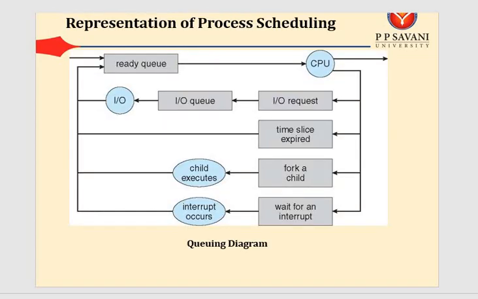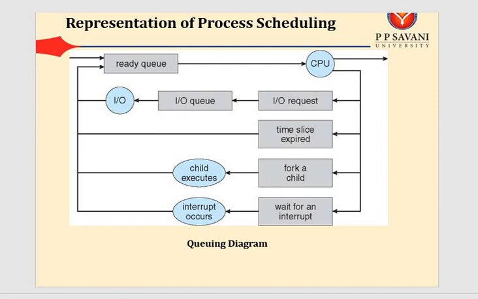See, this is a simple representation of process scheduling. Whenever any process is loaded into the main memory, it goes into the ready queue. But whenever the processor selects any one process among the multiple processes from the ready queue, it goes into the CPU.